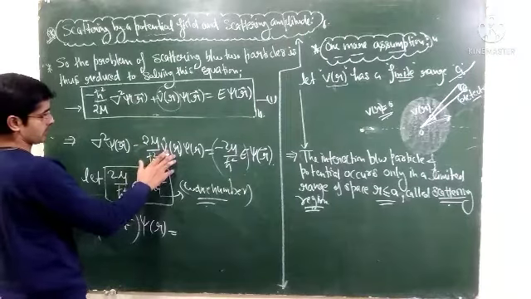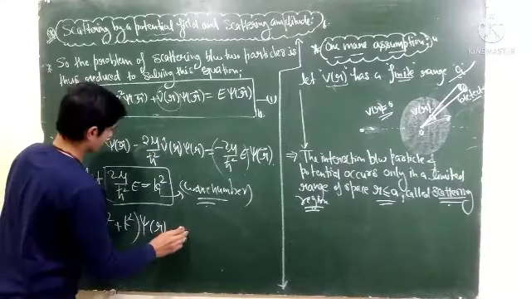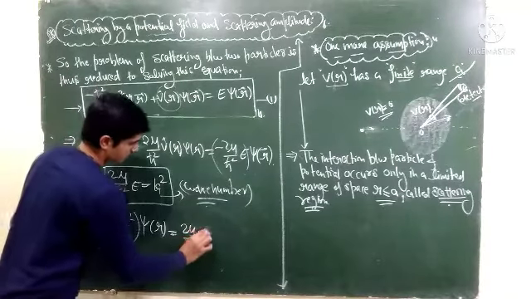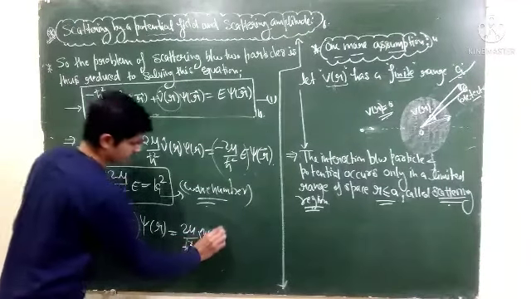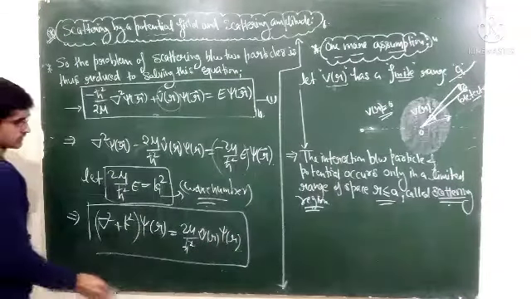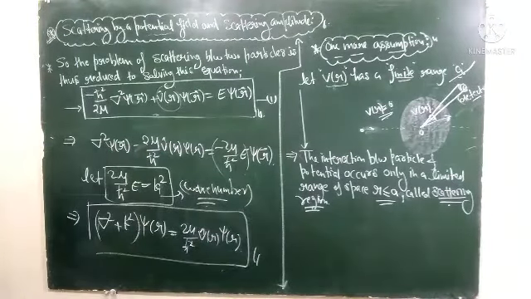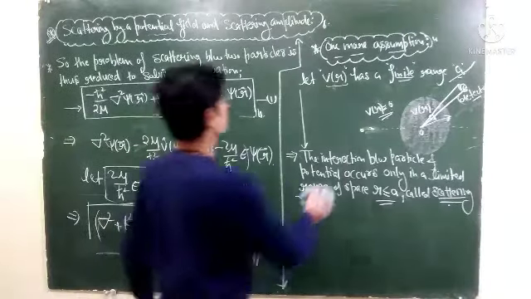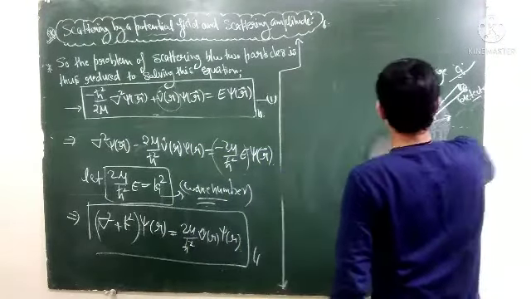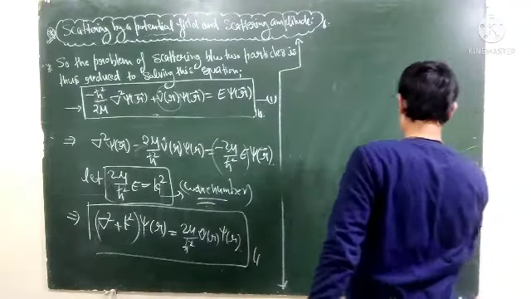On the right hand side, you can just take this particular term, and it will be like plus 2 mu over h cross square into v of r into psi of r. So this is an important equation. Let me write it even better, in an even better way.